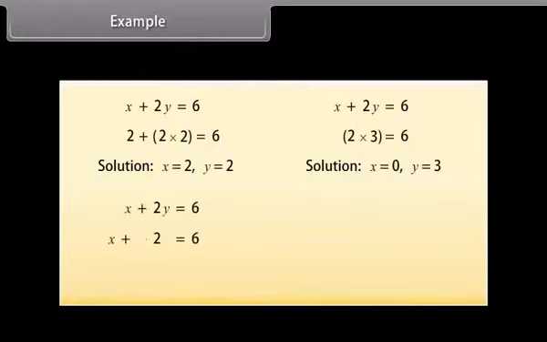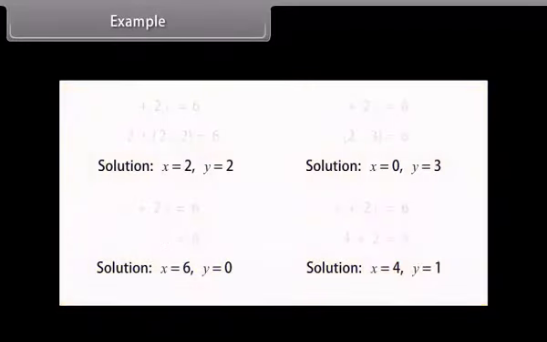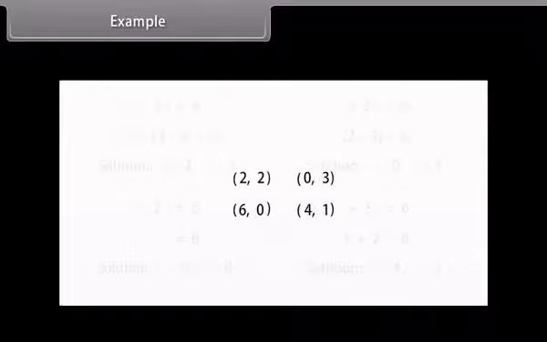Similarly, taking y as 0, the given equation reduces to x as 6. So, x is equal to 6, y is equal to 0 is also a solution of this equation. And for the fourth solution, let us take y as 1. The given equation now reduces to x plus 2 is equal to 6, and by substituting x as 4, we get the answer 6. Therefore, (4, 1) is also a solution of the given equation. So, the four solutions we get for the given equation are (2, 2), (0, 3), (6, 0), and (4, 1).